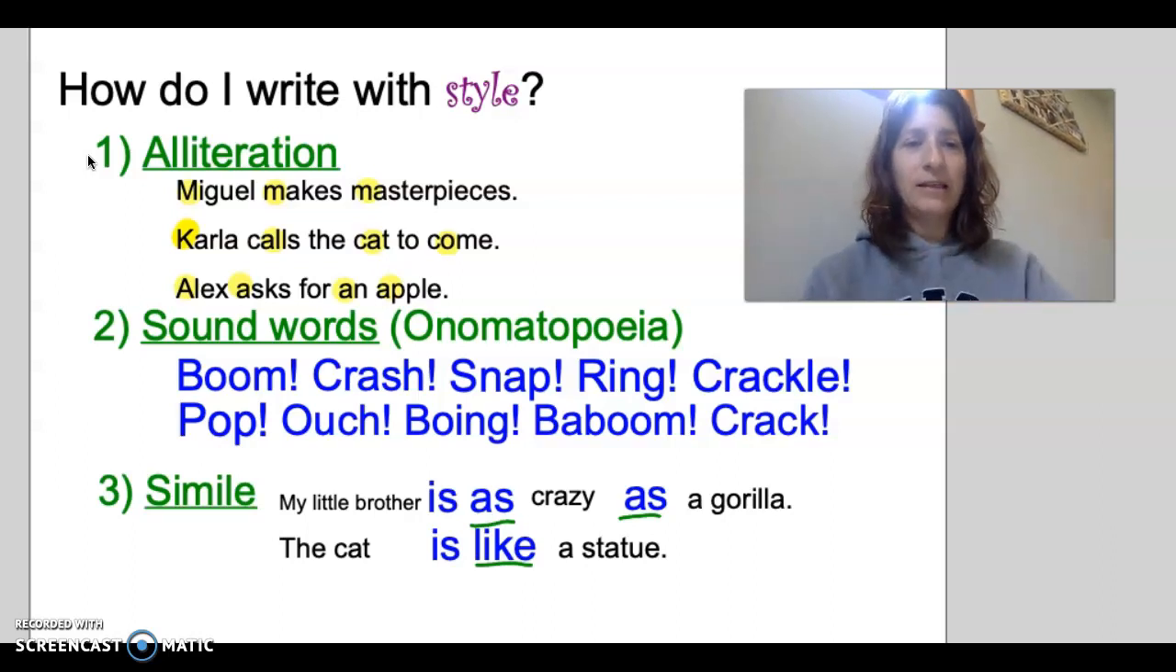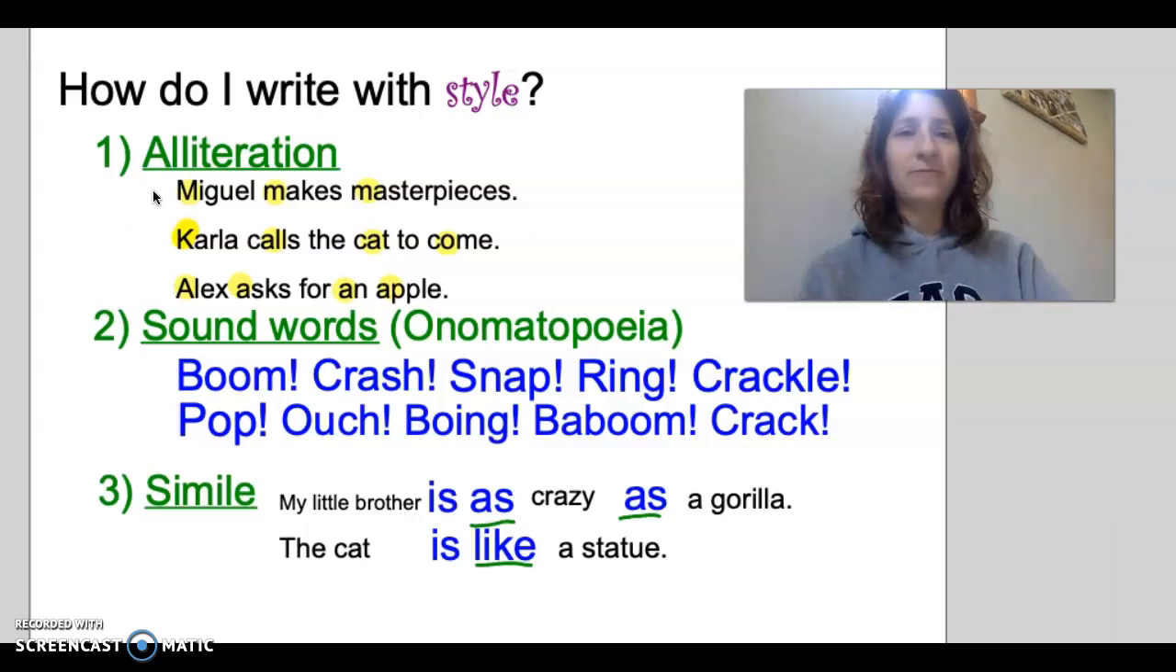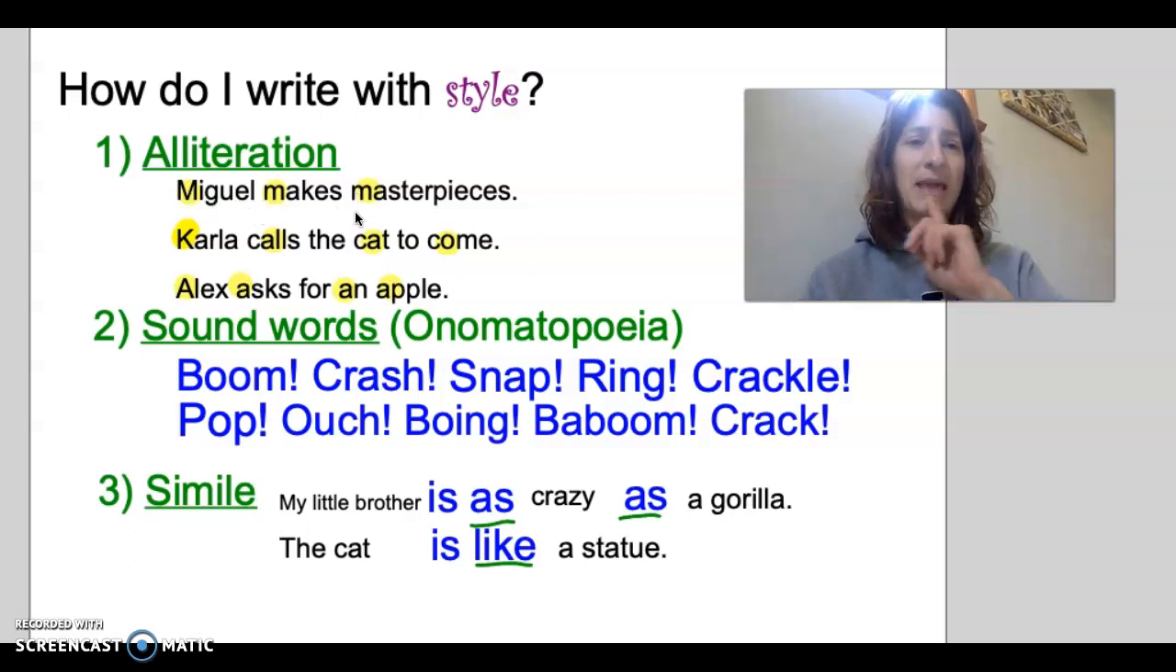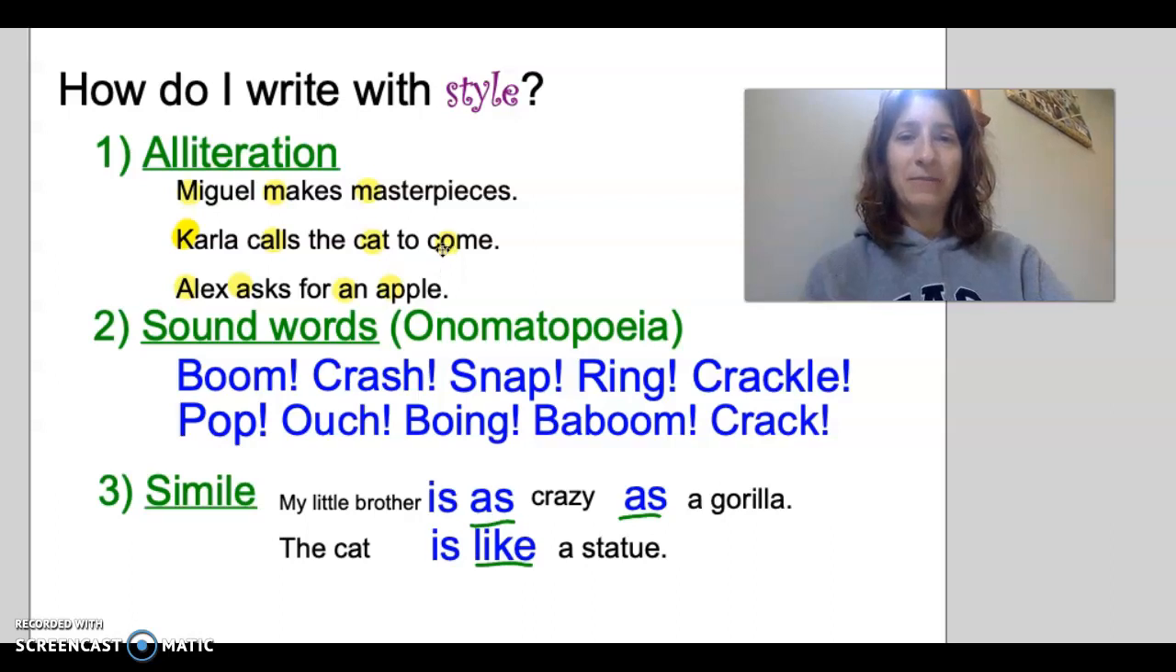Alliteration. Alliteration is when you have several words that start with the same sound. Miguel makes masterpieces. You can see that many of those words start with the same sound. Carla calls the cat to come. Let me move that one over, as well as this one. Sorry, they're a little bit off.